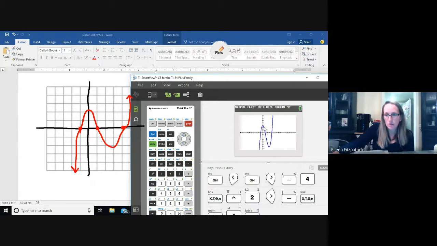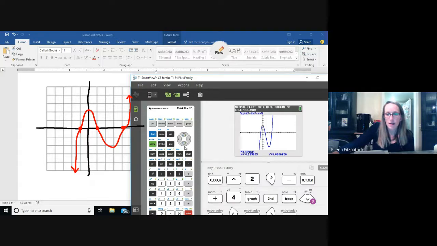If I wanted to know the exact value of that point and the exact value of this point, I could hit second, calculate, and go to maximum. We've done this before with other problems. So I'm going to go to the left of the maximum, like about there, just stay close. And then to the right of the maximum, stay close and push enter. And it'll tell you the maximum value, okay?